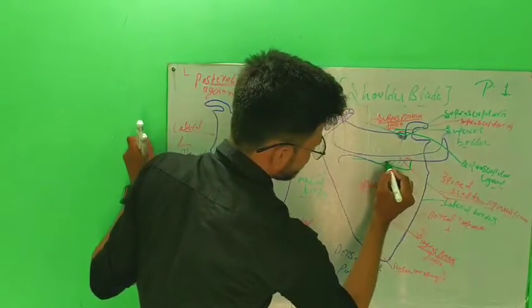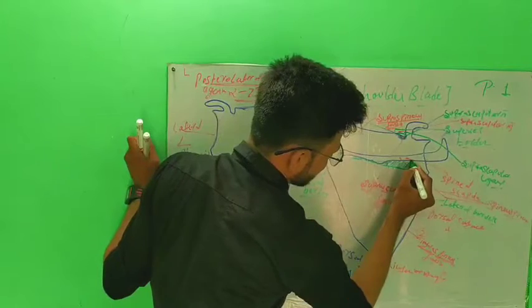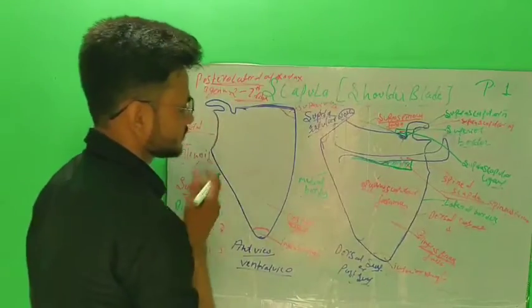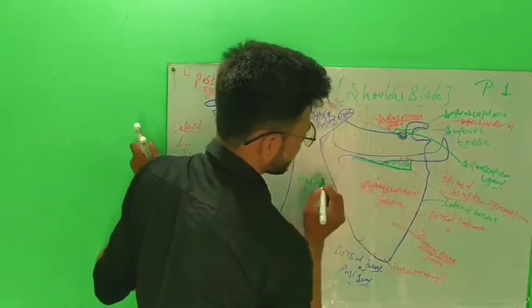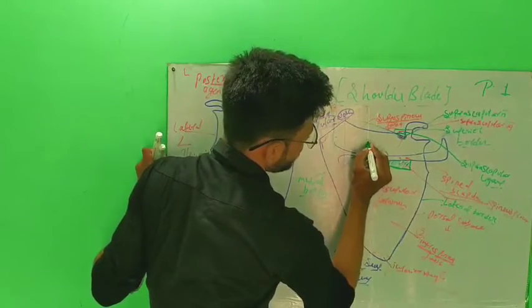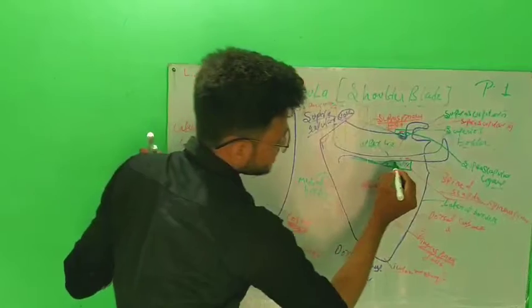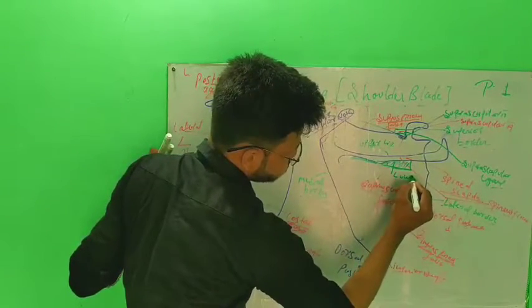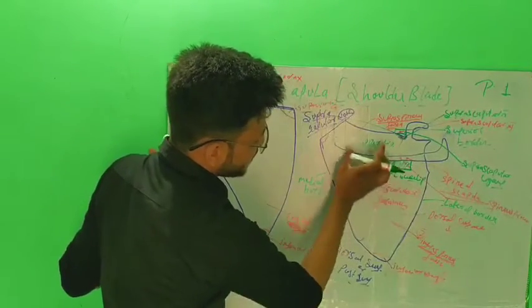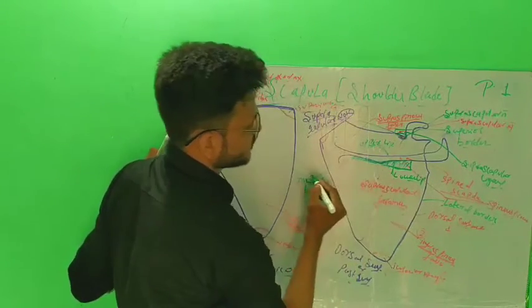This is the spinous process. The spinous process has a lateral surface, anterior surface, and posterior surface. And this posterior surface forms a crest, forms a lip. This is the upper lip of the spinous crest, spinous process of scapula. This is the lower lip. The upper lip and lower lip are formed by the posterior border of the spine of scapula.